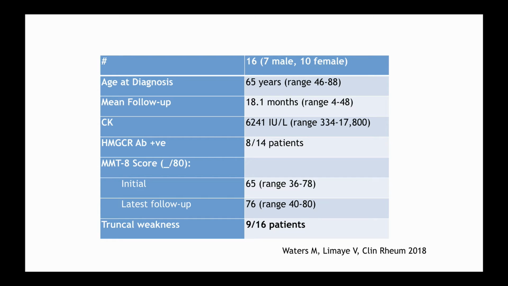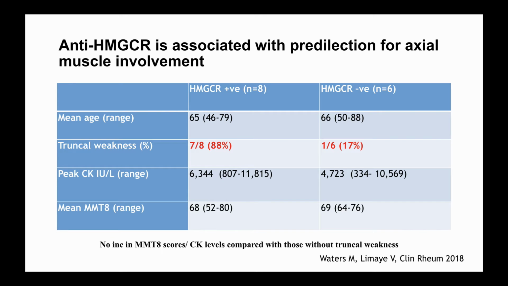The mean CK was over 6,000. The initial MMT8 score assessing muscle power was 65, and at latest follow-up was 76. And what was quite striking was that 9 of 16 patients had quite prominent documented truncal weakness. We then looked at whether, amongst this cohort of statin NAM, we compared those who had HMGCR antibodies, the 8 of them, with the 6 that did not.